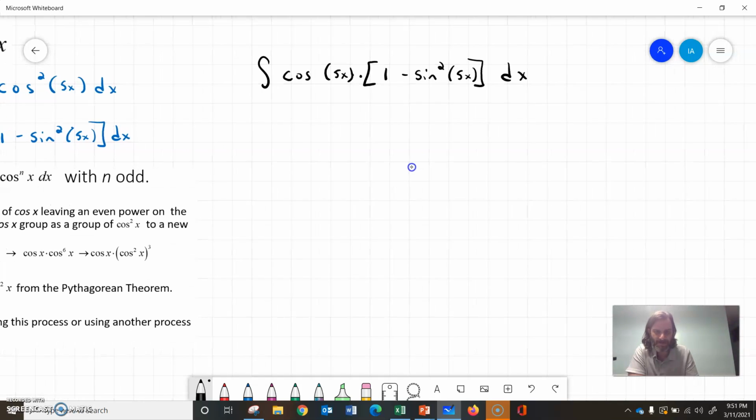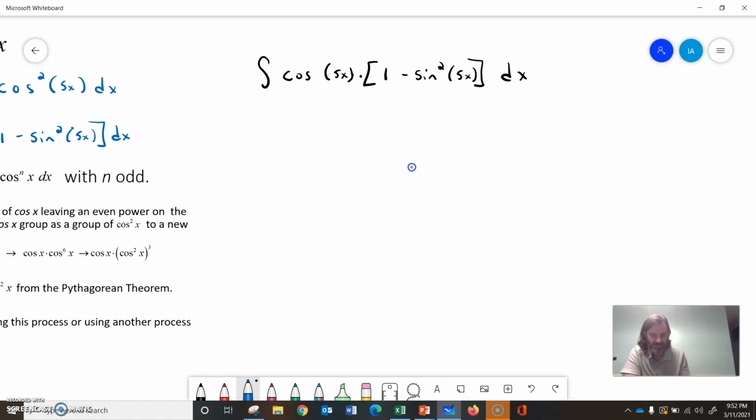We can do that again. It might seem a little bit scarier since this is not just sine of x, it's sine of 5x. But let's try the U substitution. Let's let U equal the sine of 5x, because we want it to be the one with the power on it. The one that we got out here all by itself, that's the one we're going to have as the du. That's supposed to be the derivative. So if U is sine of 5x, then du is 5 cosine of 5x dx.